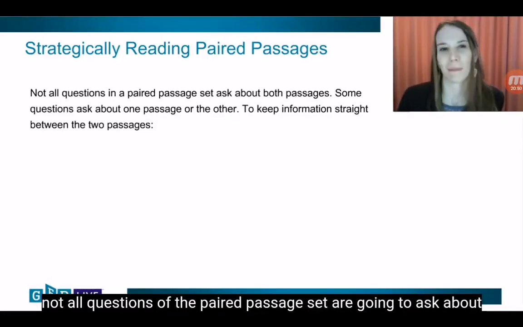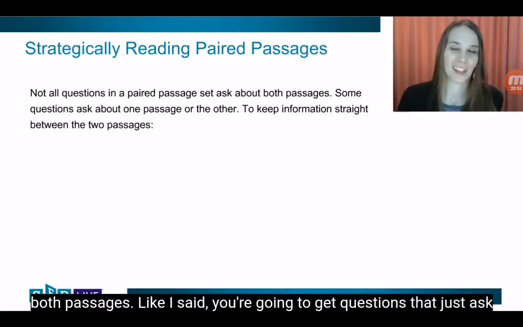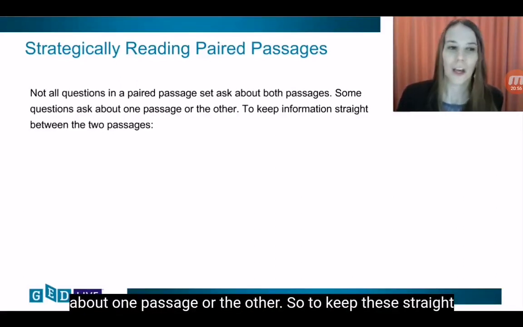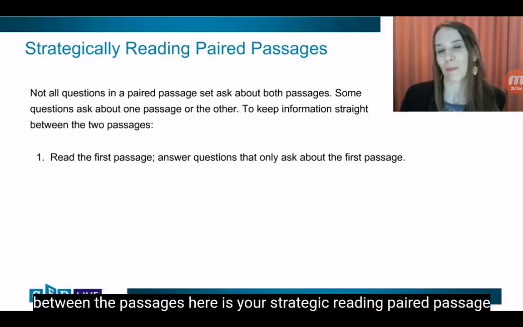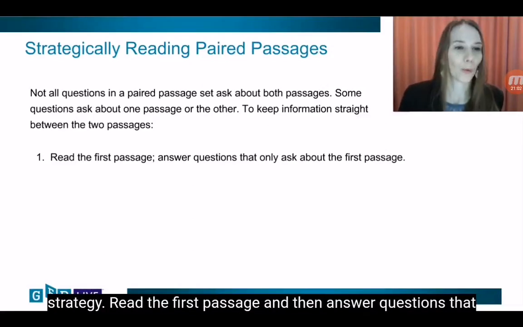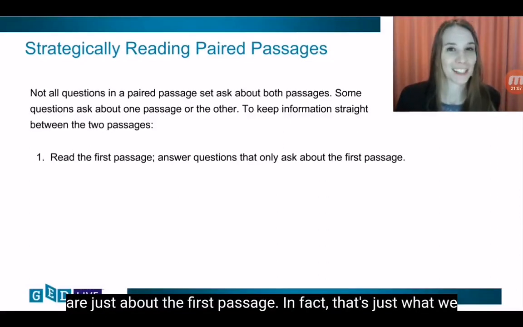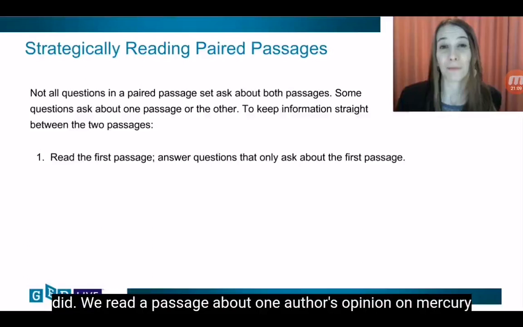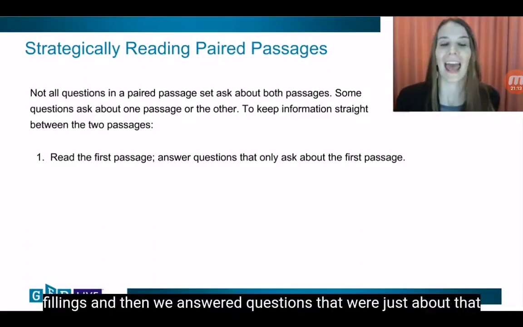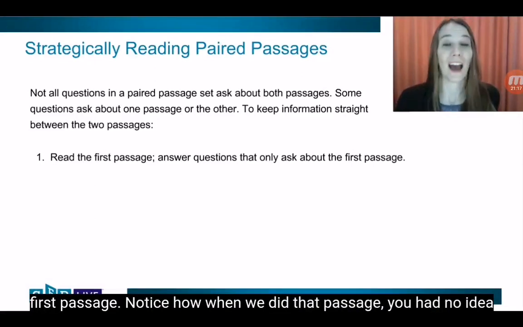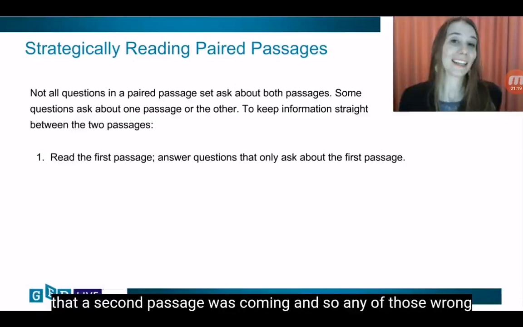Now, not all questions of the paired passage set are going to ask about both passages. Like I said, you're going to get questions that just ask about one passage or the other. So to keep these straight between two passages, here is your strategic reading paired passage strategy. Read the first passage and then answer questions that are just about the first passage. In fact, that's just what we did. We read a passage about one author's opinion on mercury fillings, and then we answered questions that were just about that first passage.